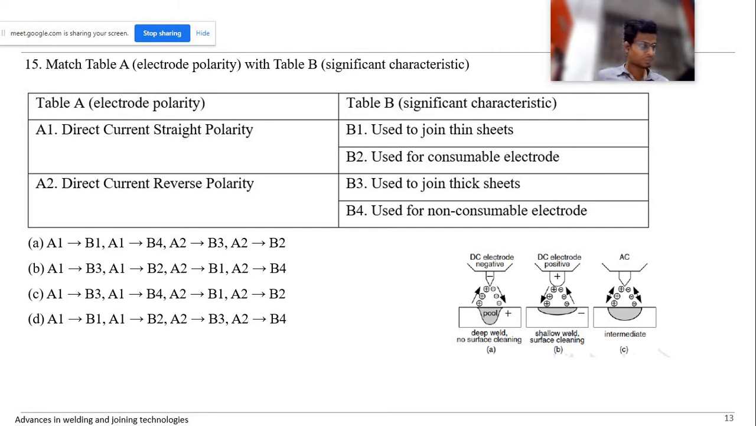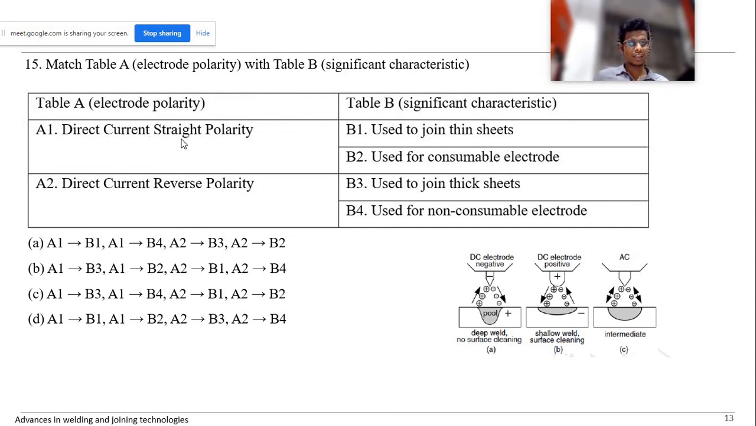15C. Yeah, C. I don't know whether you said the answer for the 14th or 15th, because for both questions the solution is C only. Okay, anyway.